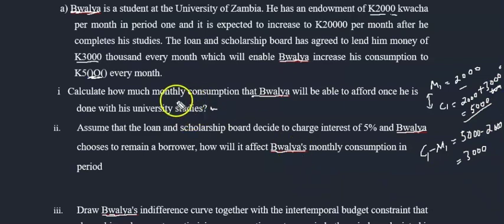So the question says, calculate how much monthly consumption Walia will be able to afford once he is done with his university studies. So it is asking us about period 2. How much will be the consumption in period 2 of Walia? So let's just turn to the blue board where we can solve this.